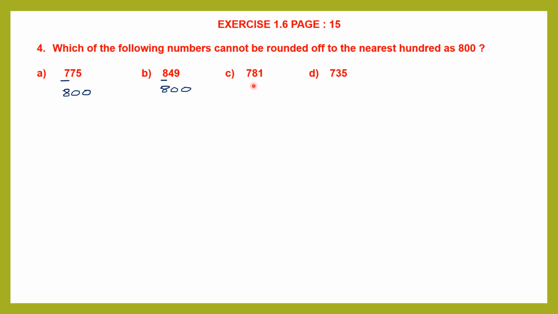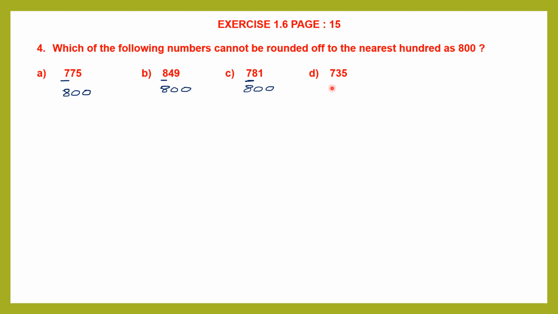Let's take the next number. The next number, the digit in the hundreds place is 7 and the digit to its right is more than 5. So if it is more than 5, the underlined digit will increase by 1. So 7 plus 1 is 8 and the other two digits become 2 zeros. So even 701 can be rounded off to the nearest hundred as 800. That means we have only one number left. So this is the answer. But let's check this also.